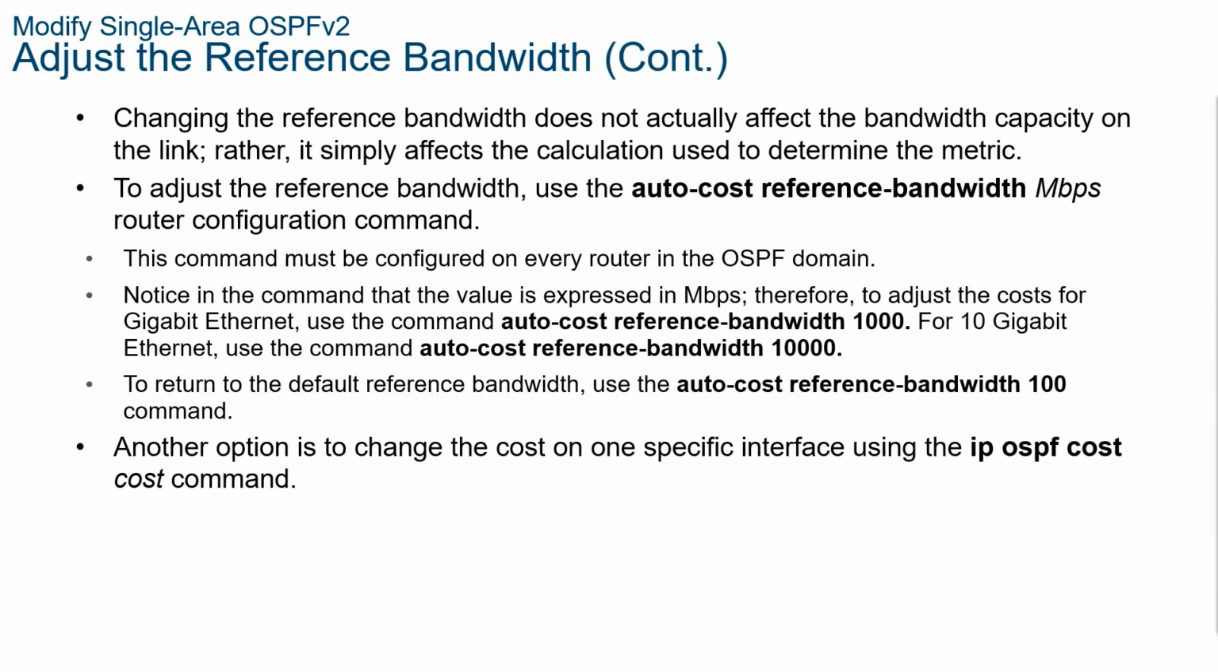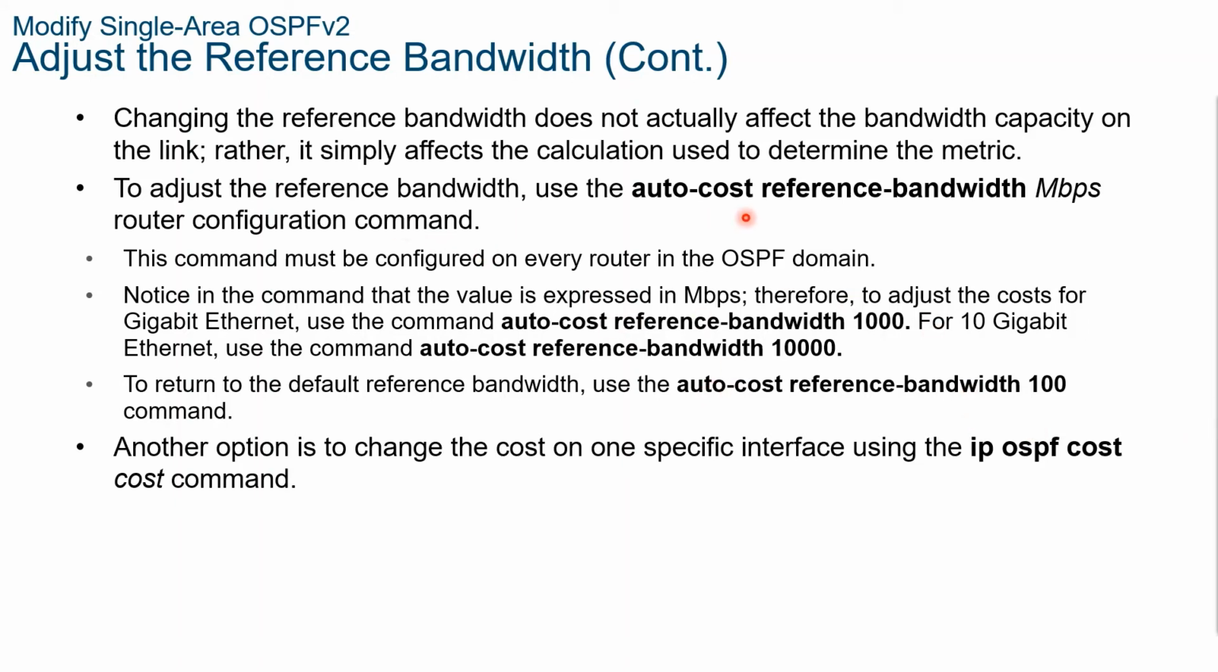Now, changing the reference bandwidth does not actually affect the bandwidth capacity of the link. Rather, it simply affects the calculation used to determine the metric. To adjust the reference bandwidth, we use the command auto-cost reference-bandwidth. That is an OSPF router configuration command. Here's the syntax.